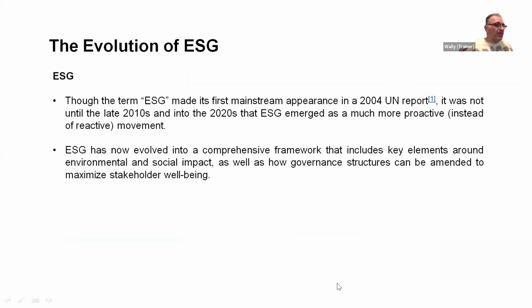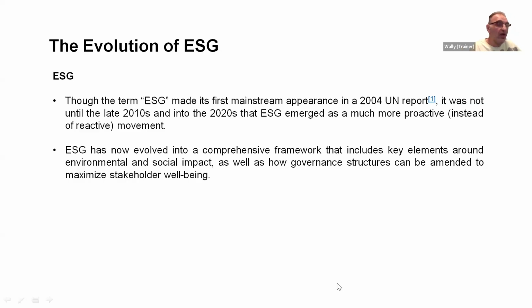Okay, so we can say that through the mechanism of environmental and social governance, the United Nations in 2004 found out about it, okay? But it was not until 2010 and into the 2020s that this environmental social governance process emerged as a much more proactive instead of reactive movement. Because when it was first introduced to the United Nations, it was still a new concept. But now more than ever, it's a very strongly practiced philosophy.